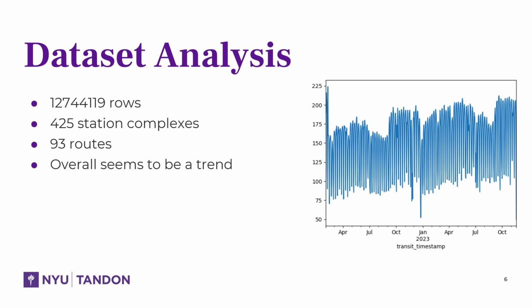Looking at the data, when I downloaded it, there were over 12 million rows of data spread across 425 station complexes and 93 routes, and based on some quick analysis, it looked like there was kind of a trend. You can see here that while there are some outliers towards the beginning of the data set and maybe towards the middle in January, overall it seems to be trending upward, and while it does oscillate up and down, I hoped that this was something that could be fit for a model such as linear regression.